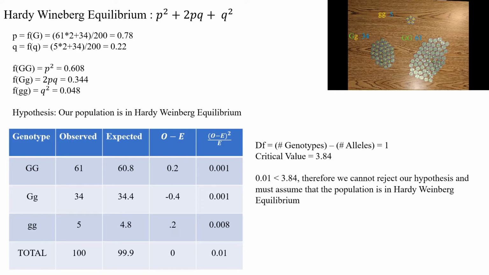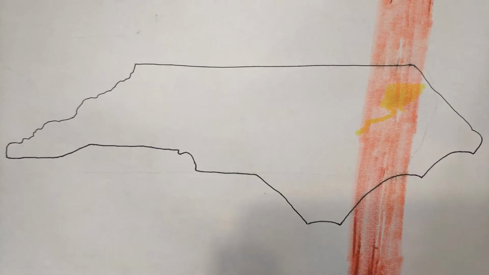Since our chi-squared value is 0.01, which is much smaller than our critical value, we can assume that the population is in Hardy-Weinberg equilibrium. Let's imagine that the migratory route of a species of predatory bird has changed such that it now completely overlaps with the population range of our turtle species.